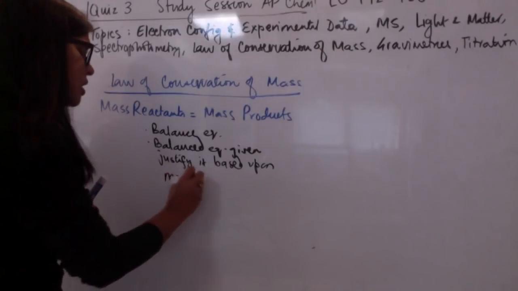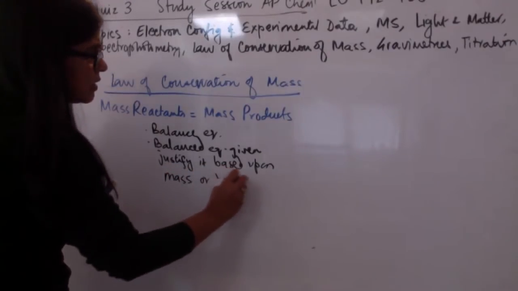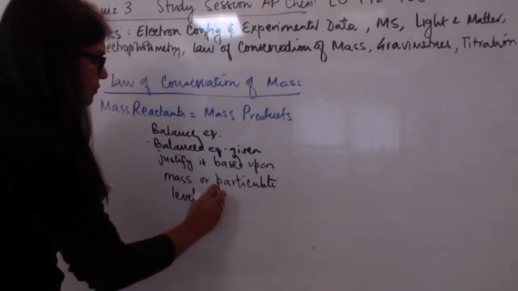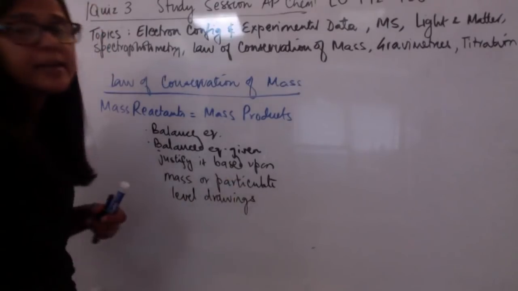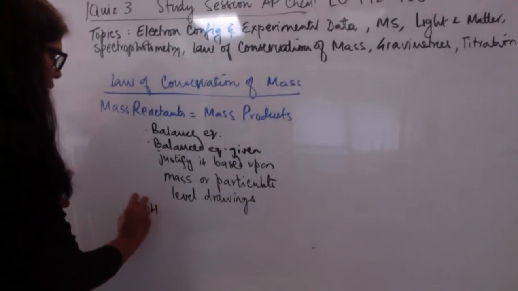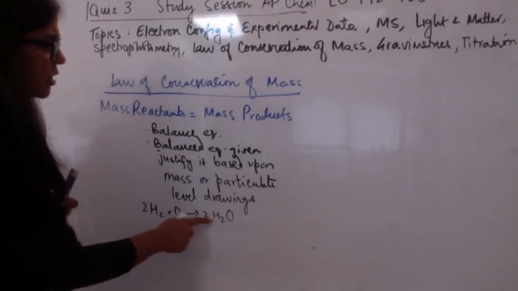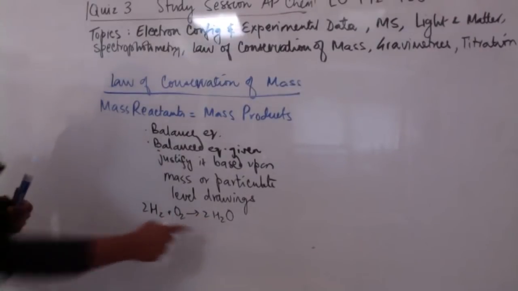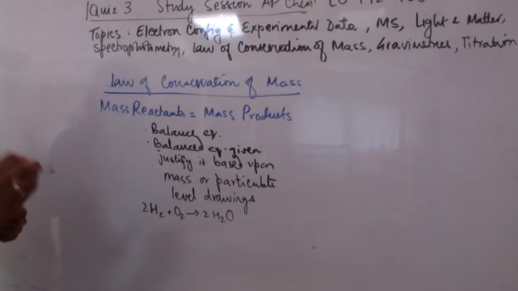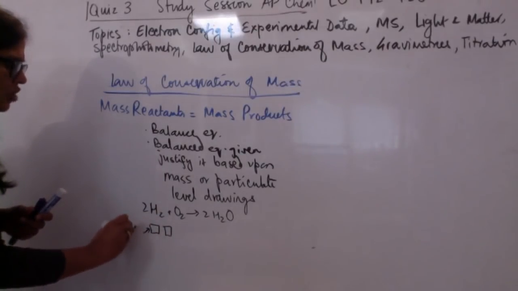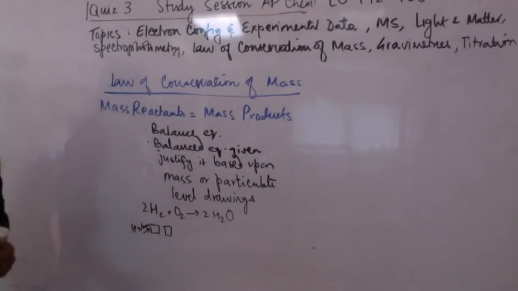mass or particulate level drawings. And the example I had taken in the class was 2H2 plus O2 gives 2H2O. Guys, remember, to balance an equation, you can only change the coefficients, not the subscripts. And when you make the particulate level drawings, you can use any legend. Please share the legend. So if I decide to draw my hydrogens like that, say this is an H atom, then I know what you're drawing.